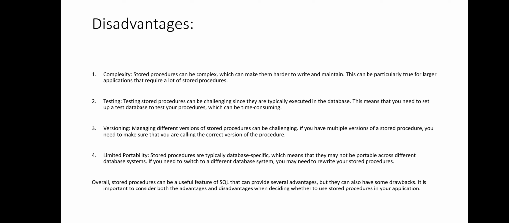Overall, stored procedures can be useful feature of SQL that can provide several advantages, but they can also have some drawbacks. It is important to consider both the advantages and disadvantages when deciding whether to use stored procedure in your application.